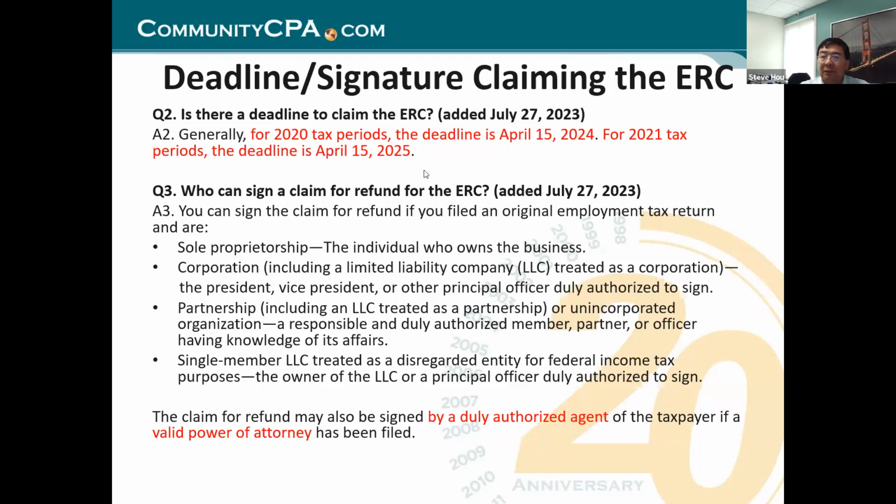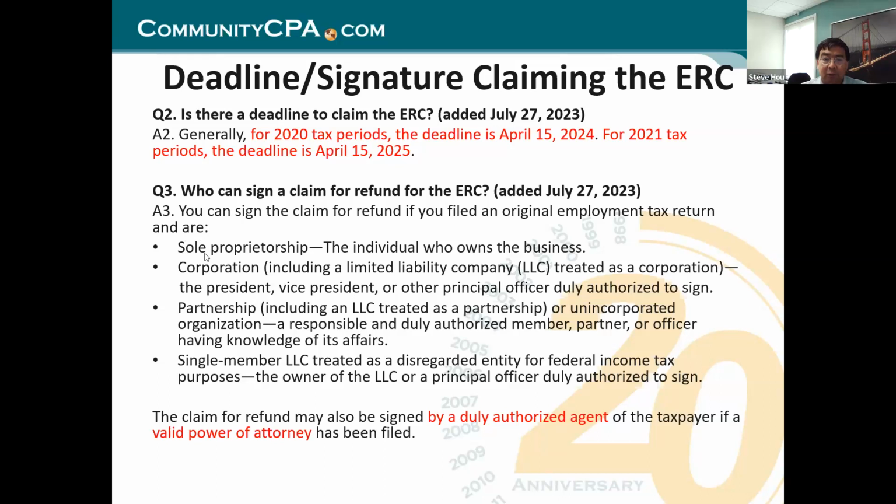Another detail about doing the claim form is who can sign the ERC. We have actually seen some of our clients' ERC claims being rejected by the IRS simply because they put in either the wrong title or had the wrong person signing. The IRS has rejected some of those ERC claims.